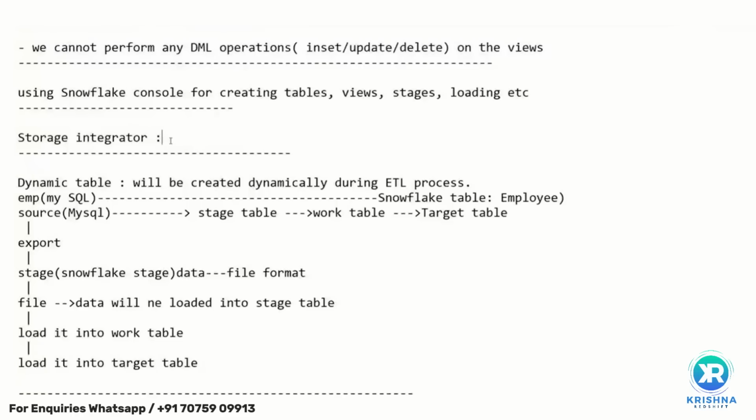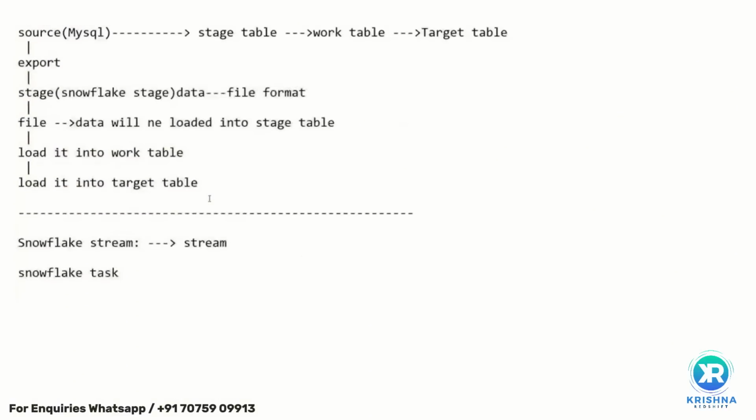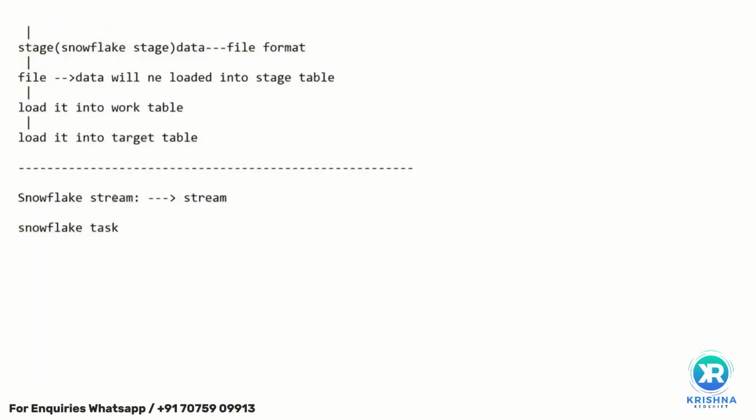Of course, how do we connect Snowflake to AWS? Some people may ask. Then we should say that we need to define the storage integration. There we define the role and the bucket, and based on the integration, it will connect. Then all others are theory questions. What is a stream? What is a task? Those things.